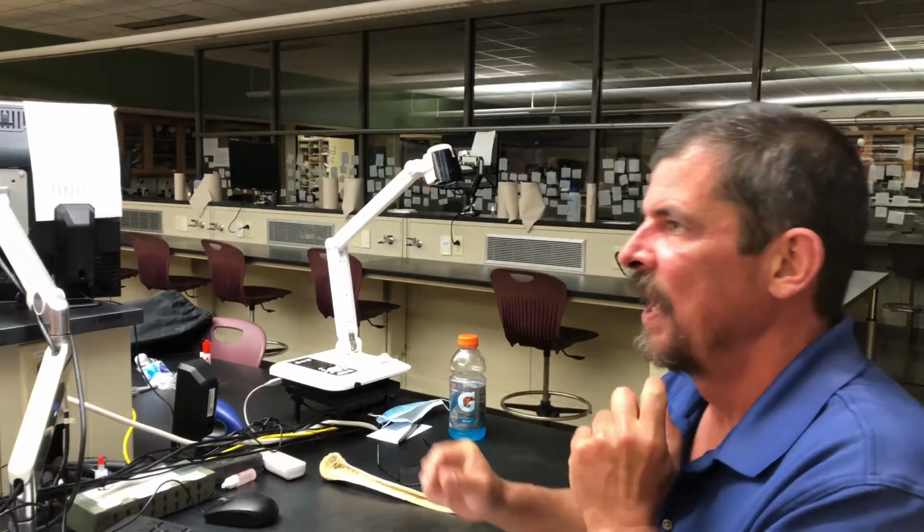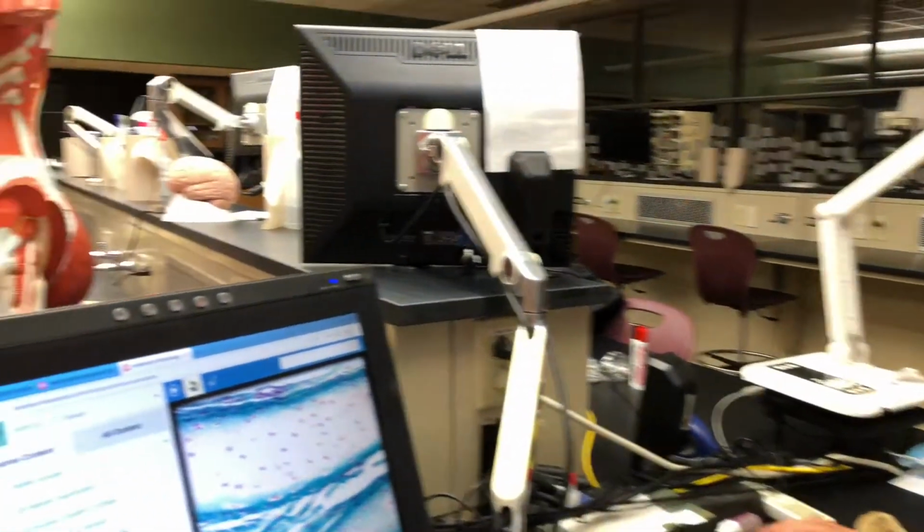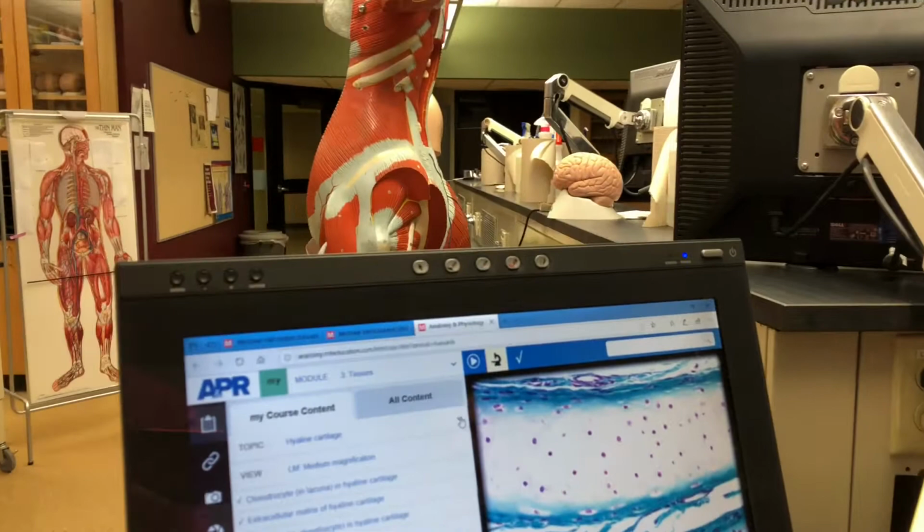Also, another location where we will find this type of cartilage is between the ribs and the sternum. And it also lines the trachea. That's hyaline cartilage. Okay, the next one right here is fibrocartilage.